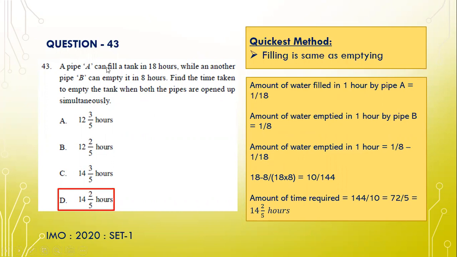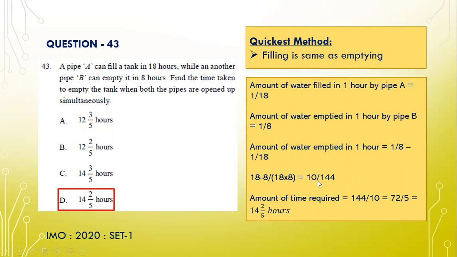Because pipe A is a smaller pipe, it takes a lot more time to fill the tank than to empty it. So pipe A has a smaller diameter than pipe B. The amount of water emptied in 1 hour is 1 upon 8 minus 1 upon 18. When the pipes are opened simultaneously, 1 upon 8 of the tank is getting emptied and 1 upon 18th of the tank is getting filled. So it will be 1 upon 8 minus 1 upon 18, which is 10 upon 144.